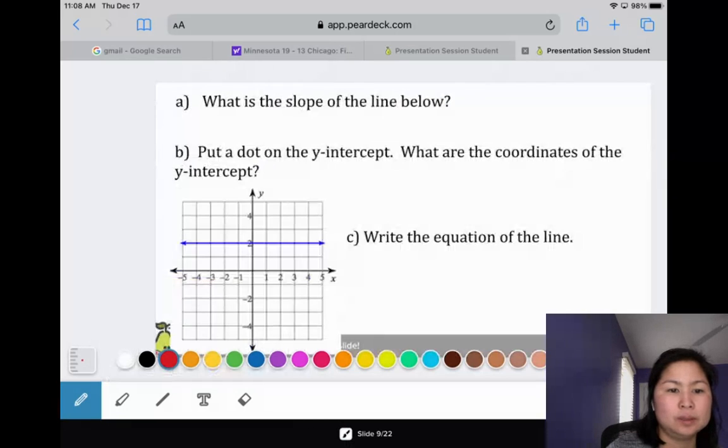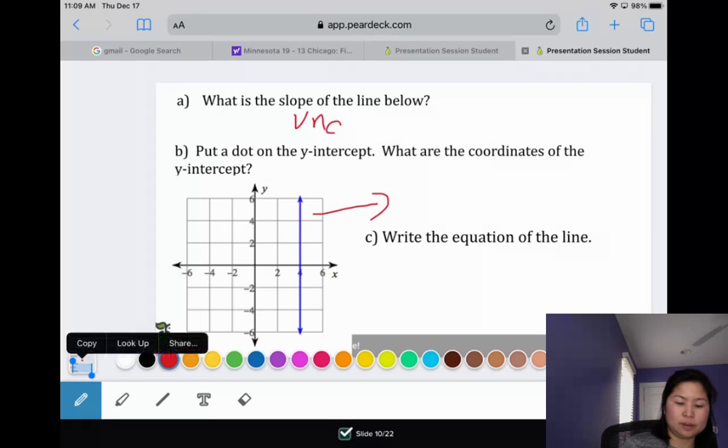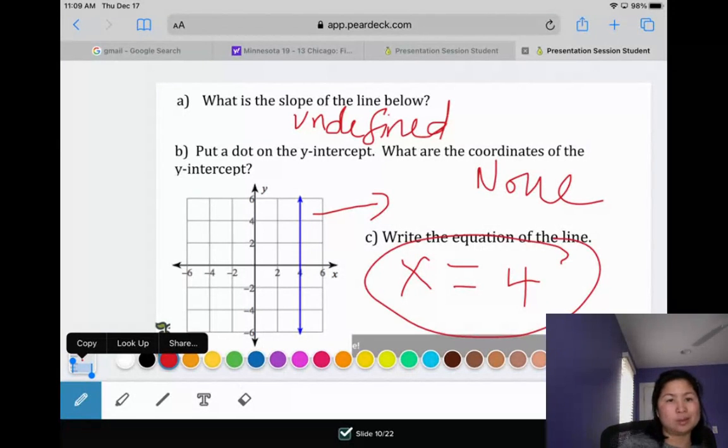We're gonna skip this one. I prepared practice for you guys, but it seems like you're okay, so I'll move on. Except for this line, this is a special line. This is a vertical line. For this one, the slope is undefined because there's no slope. The y-intercept, there's no point on the y-axis, so none. The equation is x equals 4. We learned this before when we did special lines. So hopefully you remember this, okay? So this is a special line.